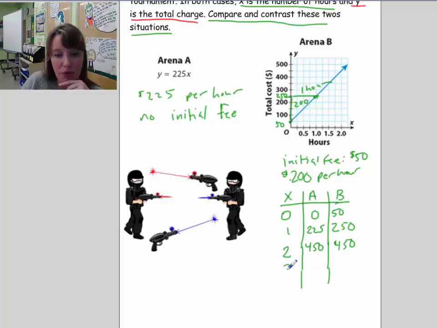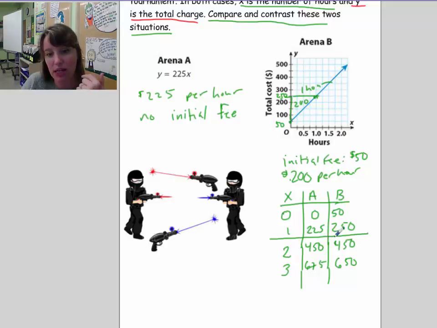After hour 3, Arena A is going to be $675, and Arena B is just going to be $200 more than this, so it's going to be $650, okay? So at a certain point, before, at 1 hour, Arena B is more expensive than Arena A, but at 2 hours, the situation changes: they're both equal to each other.